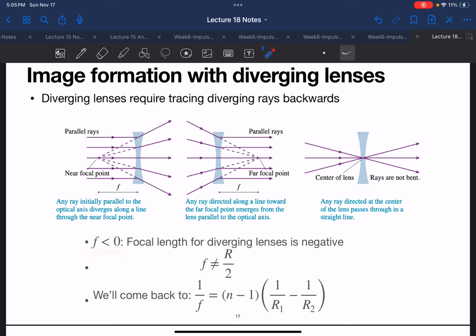Something to keep in mind, if a problem statement says you have a diverging lens with focal length 10 centimeters, they're just giving you the magnitude of the focal length. You need to use the fact that it's a diverging lens to determine whether the focal length that you're using in the lenses equation is positive or negative based on what type of lens it is.